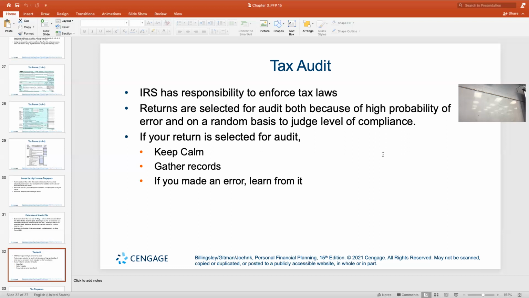And I guess it's important to save your receipts and be able to document all that you put down in your tax return in case you're audited. So here's some red flags.